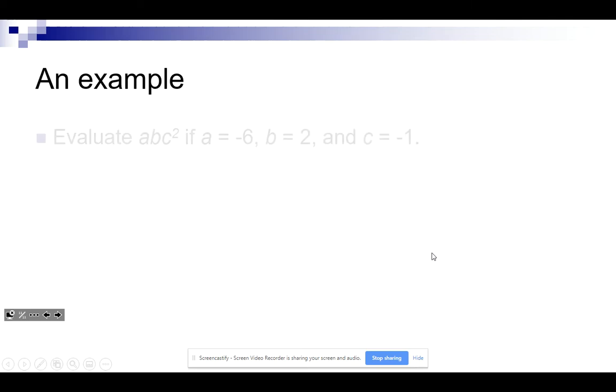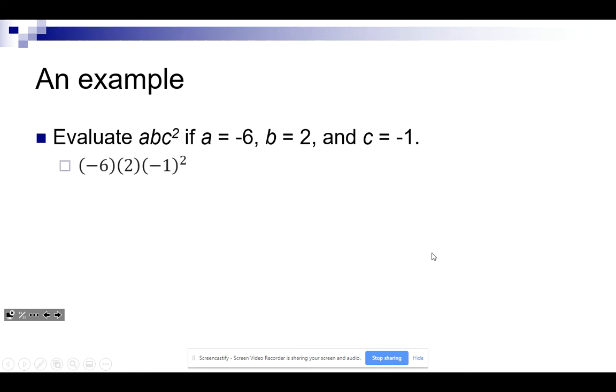Here's an example. Evaluate a, b, and c squared if a is -6, b is 2, and c is -1. Pause the video at this point to give yourself a chance to try it on your own. So the first thing that we're going to do is plug in -6 for A, 2 for B, and -1 for C. I evaluate -1 squared first to get a +1, and then I will multiply through all the way to get -12 times 1, which is -12.